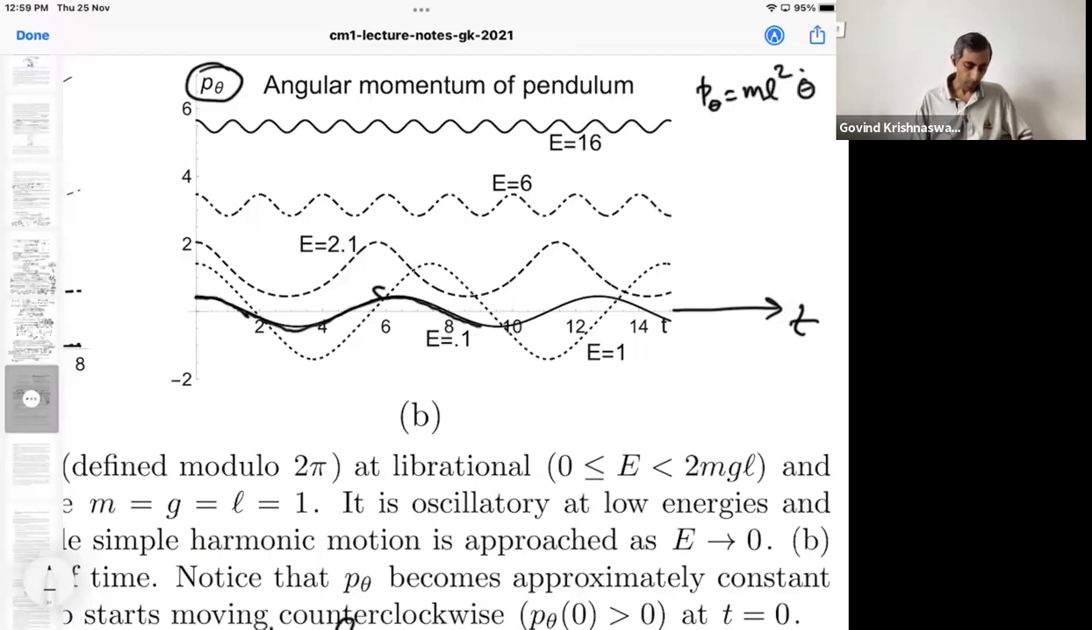Now, from this figure, can you tell me which curves correspond to libration and which to rotation? Please think and tell.